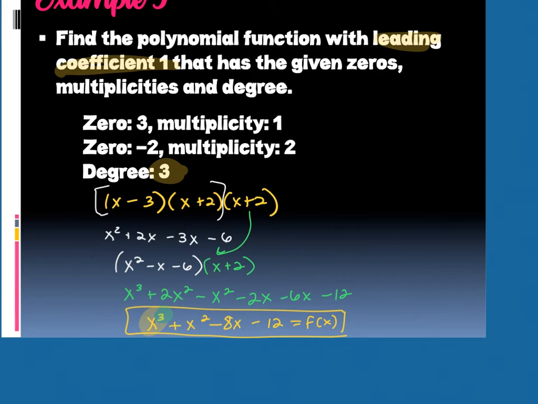Questions on that part? Wait, I don't really understand the degree. Degree is the highest exponent. So that's just your way of checking to make sure that what you've done is right, because the highest exponent should be 3.